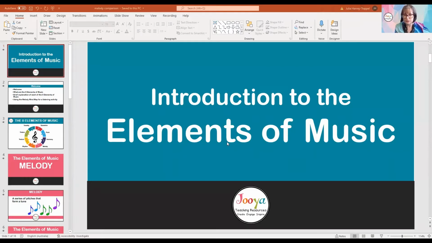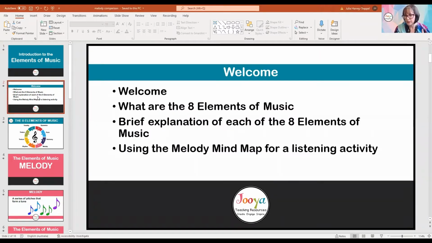Alrighty. So this is another extension of the elements of music. We will be using, as I said, welcome. I'll explain briefly what the elements of music are, and give a brief explanation of what each one is. Then we're going to be using the melody mind map. I'll briefly introduce that, but I'll also show you a couple of pages out of one of my most popular resources, and what you can do and how this can actually turn into a lesson. We use this as an assignment for our kids in my school. So this is something that can be used for lots of things. So let's get this party started, as they say.